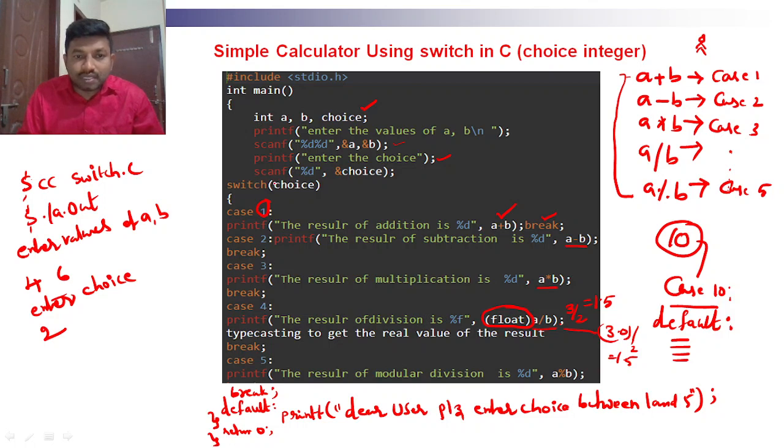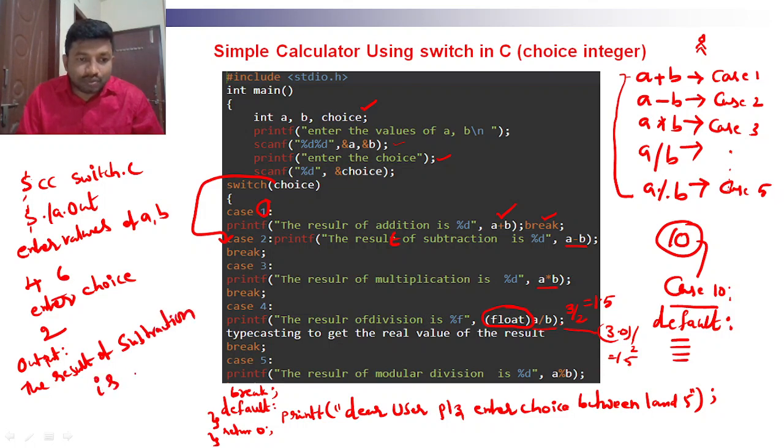Then what happens? Case 2 is selected. And whatever is there in case 2, means the result of the subtraction, a minus b, that will be printed. So what is the output? The output here is, yeah, the result of subtraction is 4 minus 6, it is minus 2. So this is how the simple switch will be doing the operations based on the user choice.